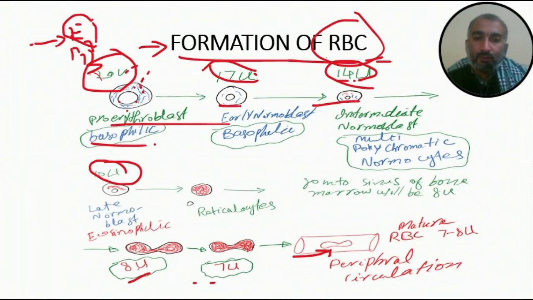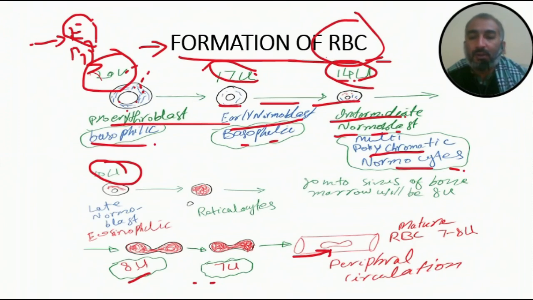So this proerythroblastic cell eventually divides into the early normoblastic cell, which is also basophilic, but has a smaller size than the proerythroblastic cell. After that it will divide into the intermediate normoblast. We have to remember that these intermediate normoblasts are multi or polychromatic normocytes. What is multi or polychromatic? They have both blue and red stain in them. That's why they have the color of polychromatin, so it is a multichromatic cell.